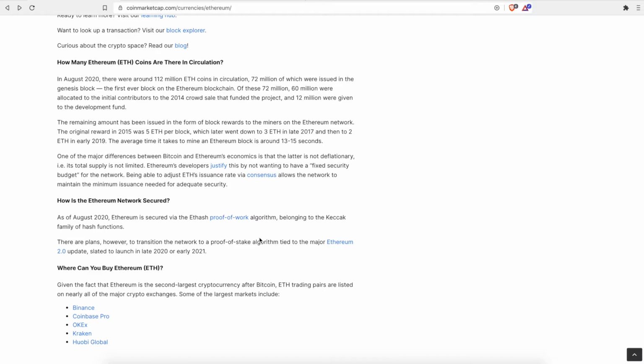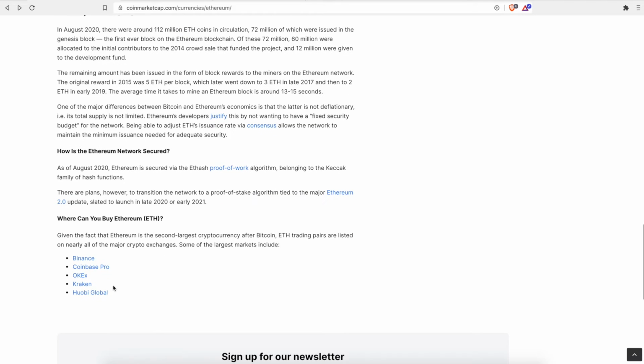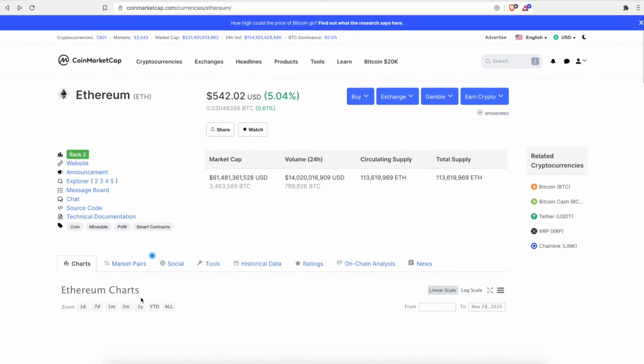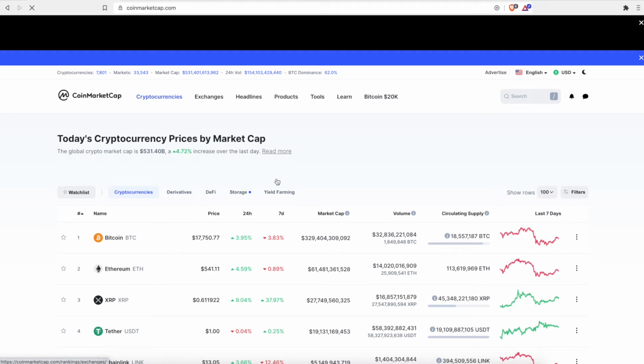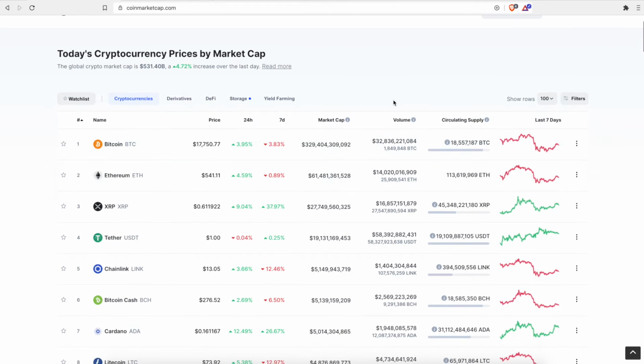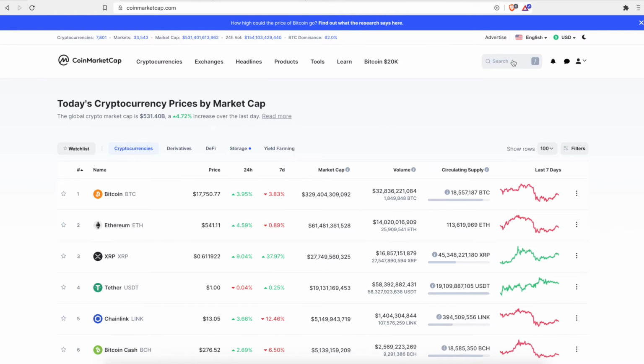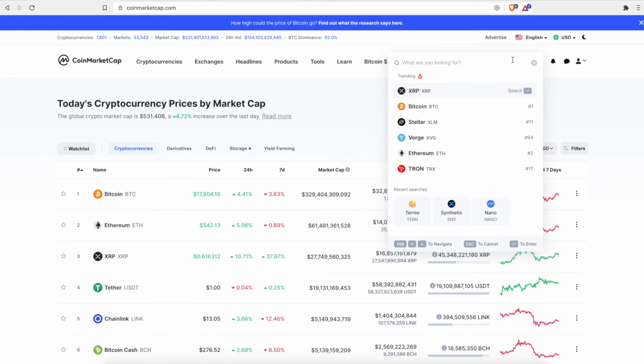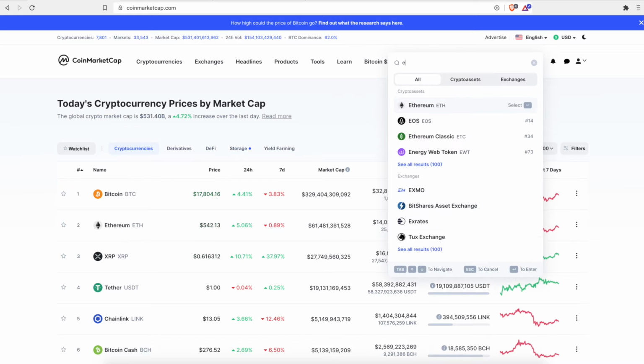So yeah, it's pretty simple. You can buy Ethereum on different exchanges. I mean, it's really a simple project. With CoinMarketCap, it's almost like CoinGecko. The reason why I use both of them, so for example, let's see. Sometimes some will have it and some won't.